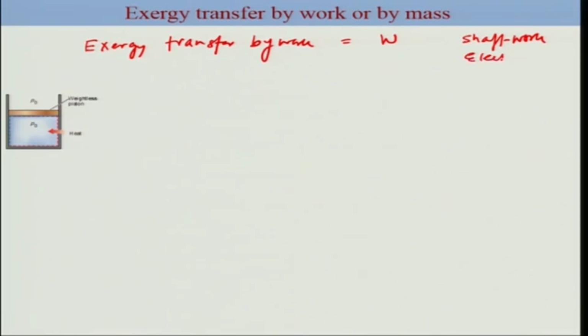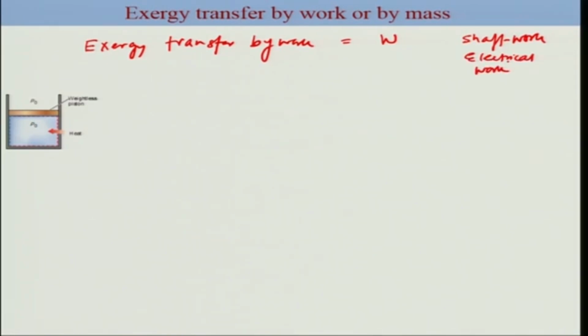Now we will look at Exergy transfer by work, by taking an example of a piston cylinder device. Exergy transfer by work would be simply the work, in case there is no boundary work involved. So this would be for the case of shaft work, for example, or for that matter electrical work.